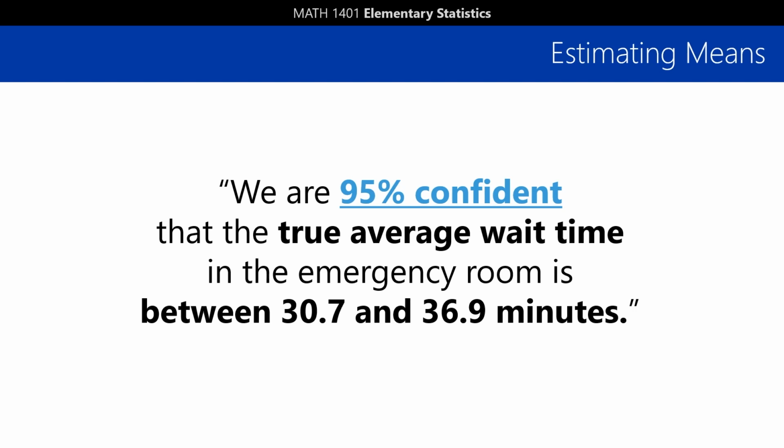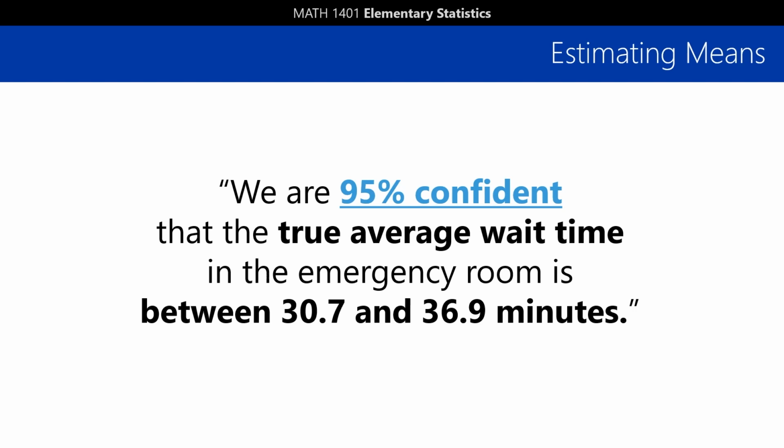Remember to phrase it in terms of confidence, not probability. There's not a 95% chance that the true average wait time is between these two numbers. Either it is or it isn't. Rather, what we're saying is that if we were to repeat this experiment many times, sampling 40 people each time, but potentially getting a different sample mean for each sample, then 95% of the time, our confidence interval would capture the true mean. So that's what we do when we know the population standard deviation, sigma.